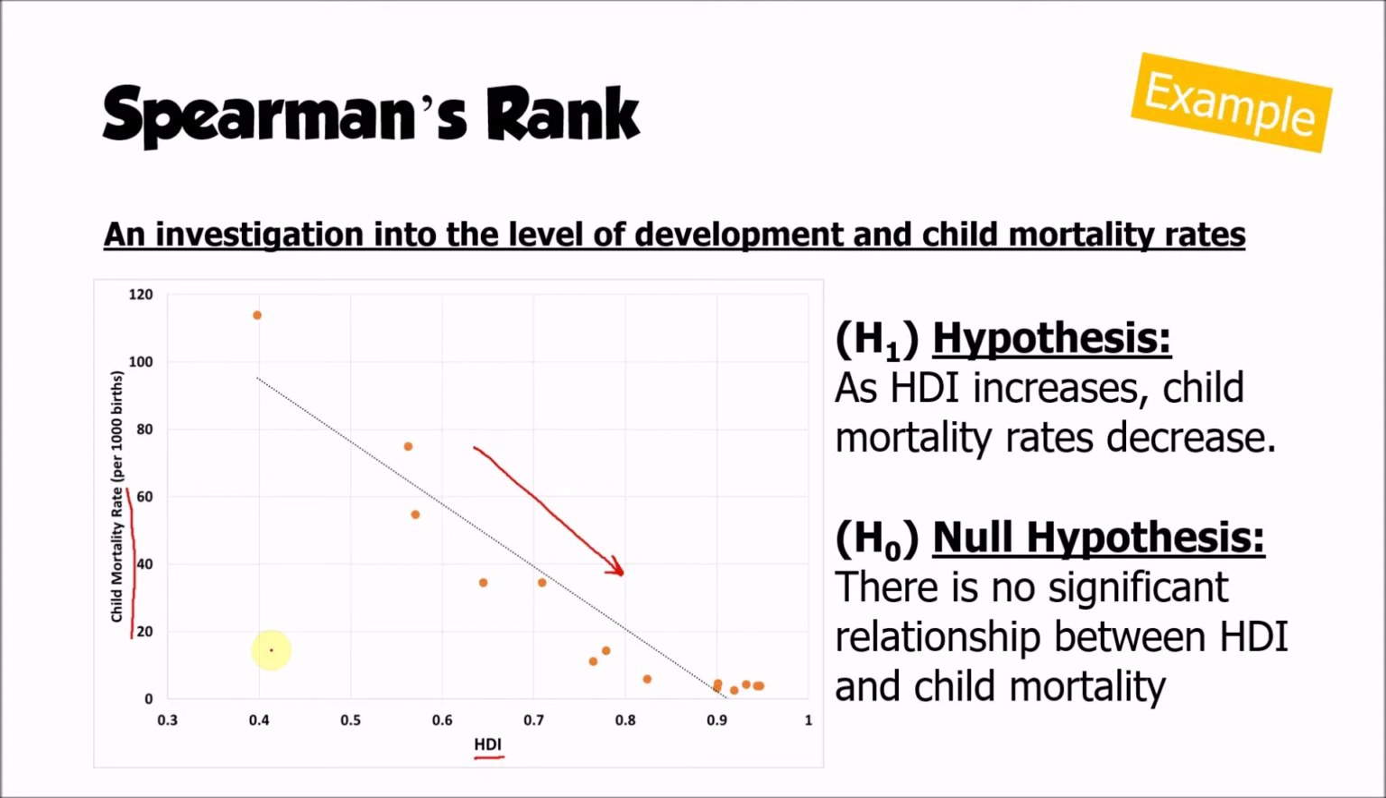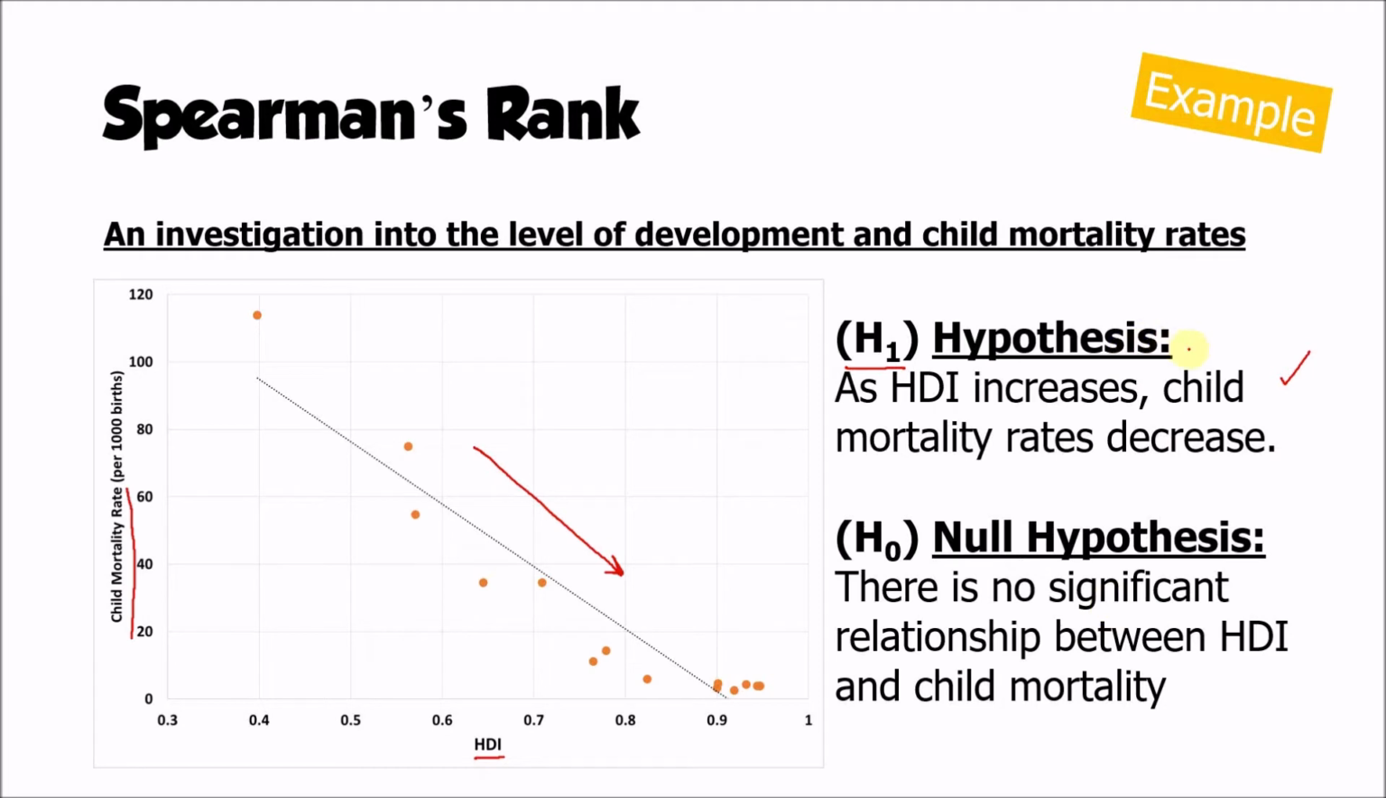So sometimes you will see a hypothesis referred to with this abbreviation here, H1. Okay, so our hypothesis, our statement that we're trying to prove, says as Human Development Index increases, child mortality rates decrease. That's what the pattern is showing on the graph. So if we do our calculation and it turns out to be significant, then we can accept that hypothesis.